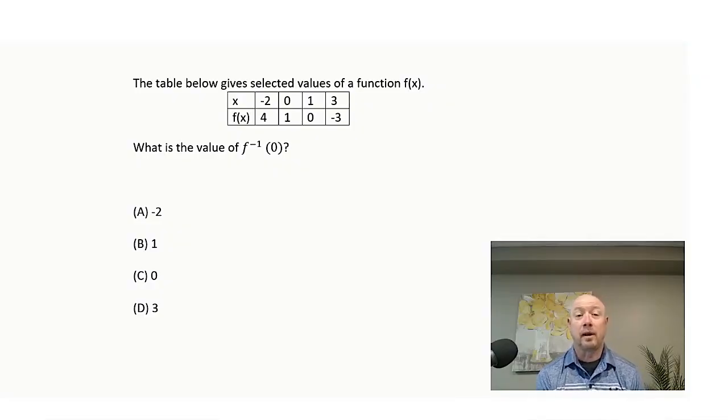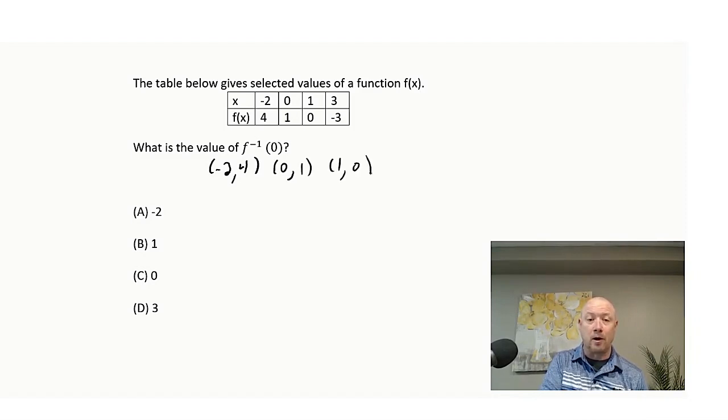The table below gives selected values of a function f of x. What is the value of f inverse 0? Is it A, -2, B, 1, C, 0, or D, 3? All right, so understanding the relationship between f inverse and f. So if we have our table here for f, we have -2 mapping to 4, 0 to 1, 1 to 0, and 3 to -3.